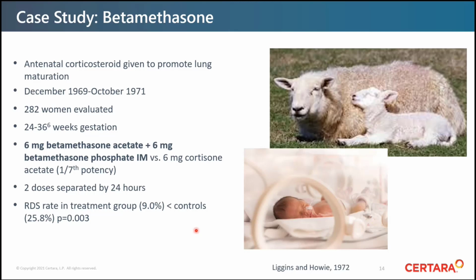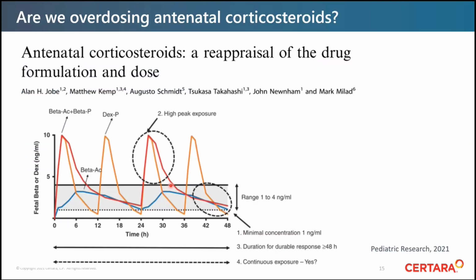So pregnant individuals are administered still a 12 milligram dose of betamethasone intramuscularly 24 hours apart for 2 doses. Recently, the question's been asked, are we overdosing antenatal corticosteroids? So we're using this dose that was determined in a sheep model. And we're seeing some response, but maybe we're overdosing the neonate or the fetus and having adverse events for them as well.